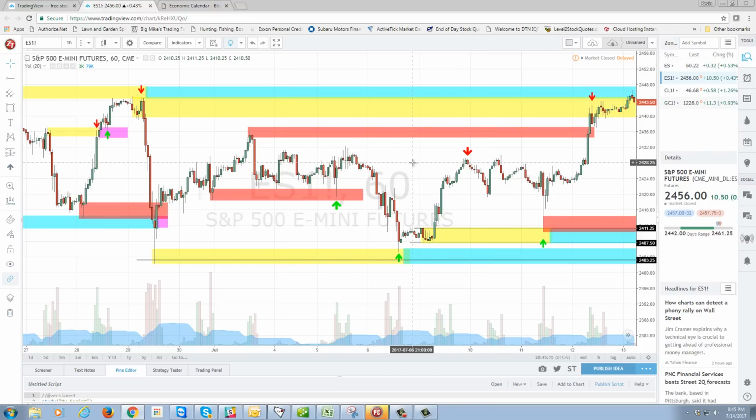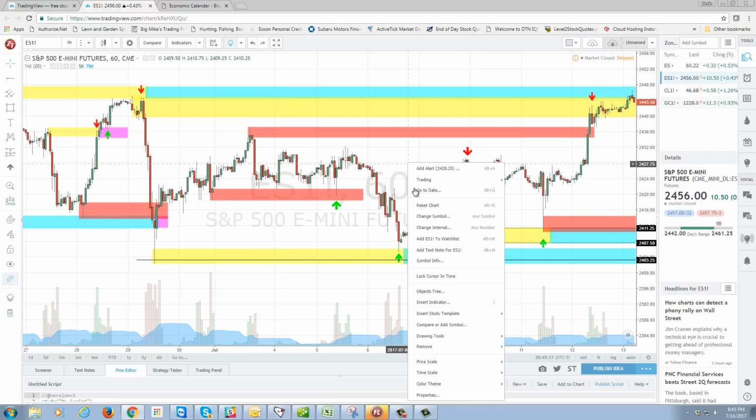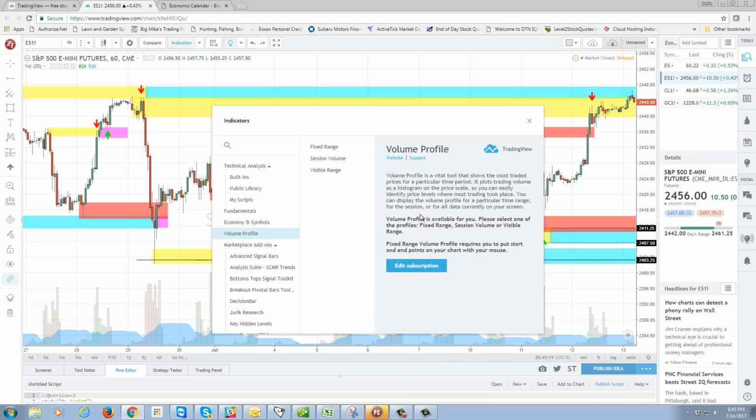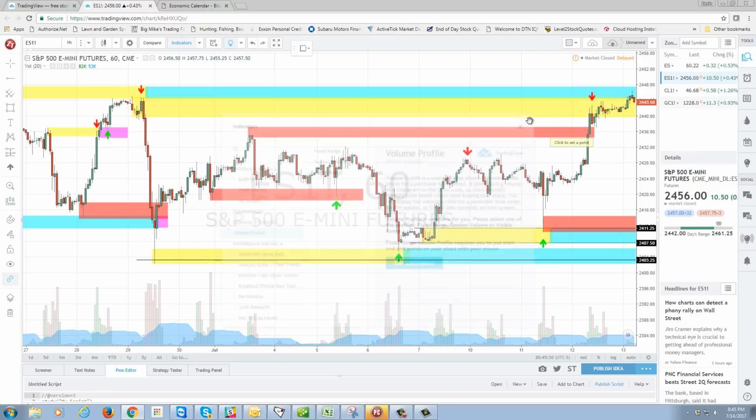But basically what you do here is you right click and do insert indicator, and then you select volume profile, and then you do fixed range. Okay, and then it's kind of weird the way this works, but you just click on the fixed range, and then you close it there. Okay, now your cursor's set to select your start point and your end point. See where it says click to set a point? So what I'm gonna do is plot the volume analysis of this upswing right here.